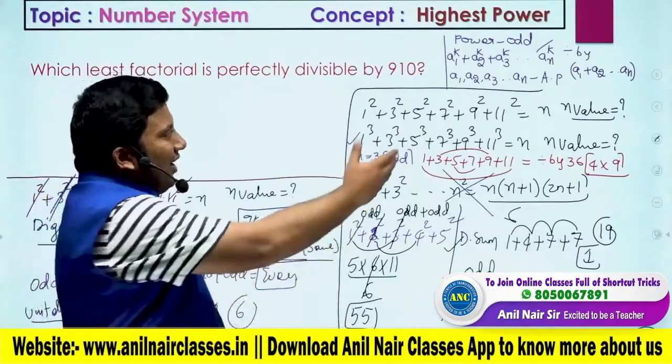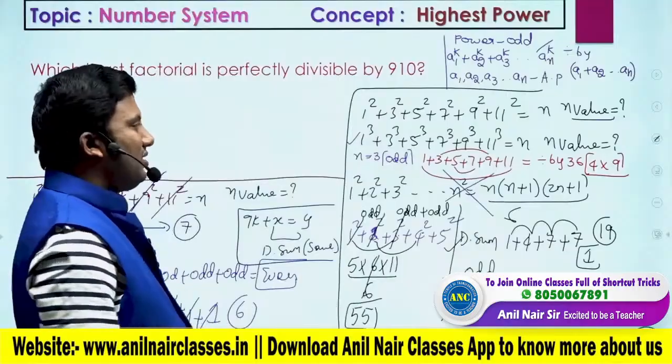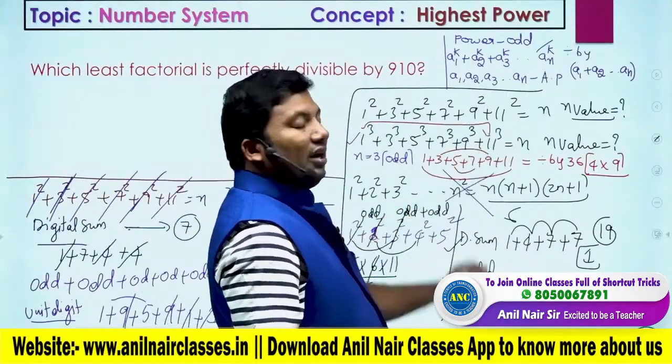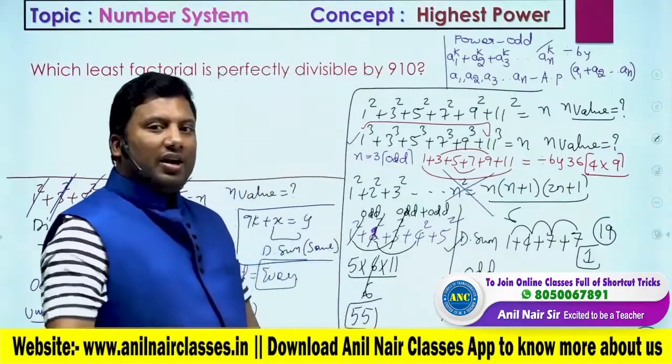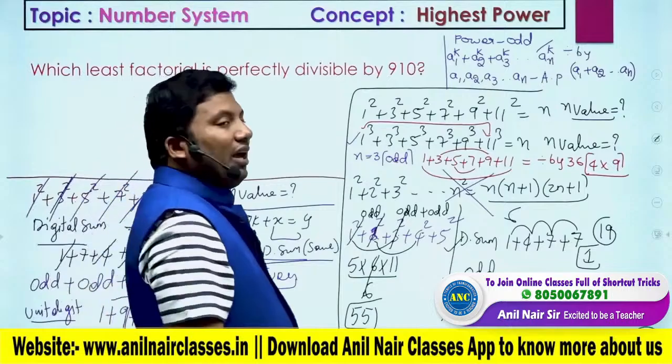Sir, from where is it derived? Why should it be divisible by the sum of the bases? Now see here, a power n plus b power n. If n is odd, it is divisible by the sum a plus b.